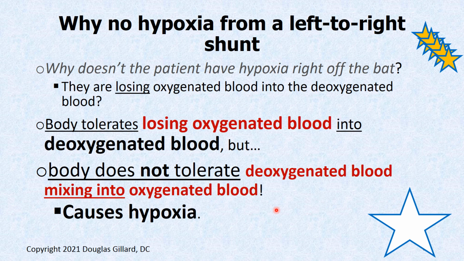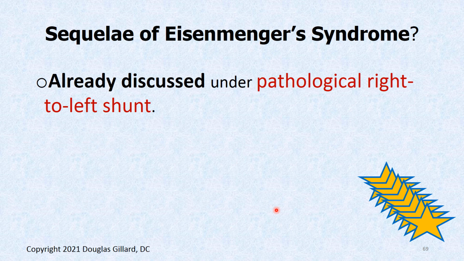And yep, we've covered all this. We said the body losing oxygenated blood into deoxygenated blood is not a big deal, but the body does not tolerate deoxygenated blood. Tainting good oxygenated blood causes hypoxia.